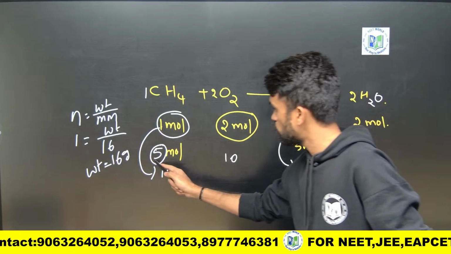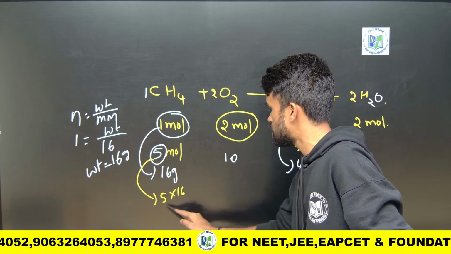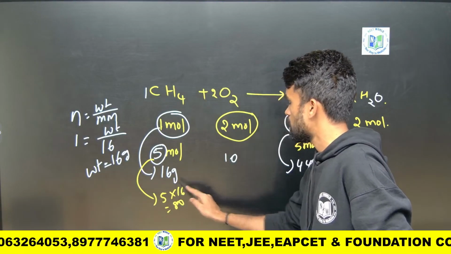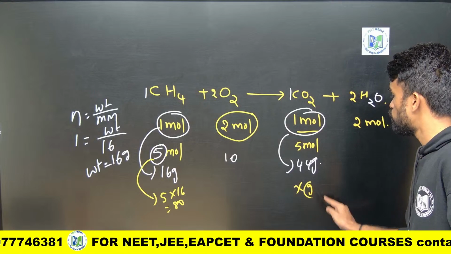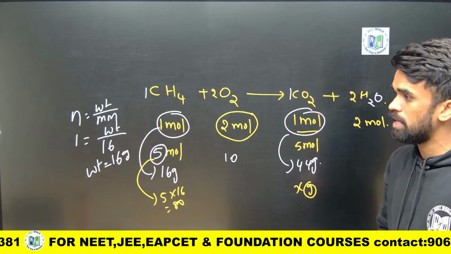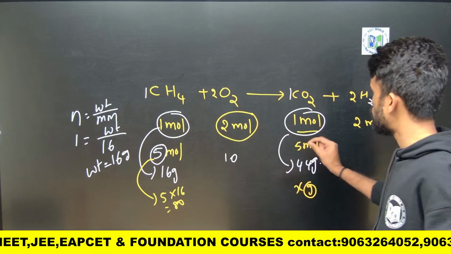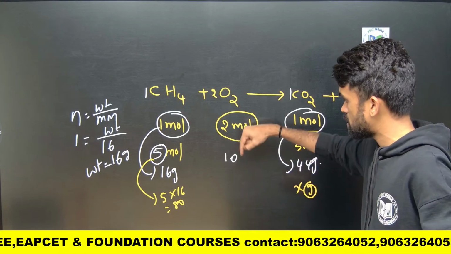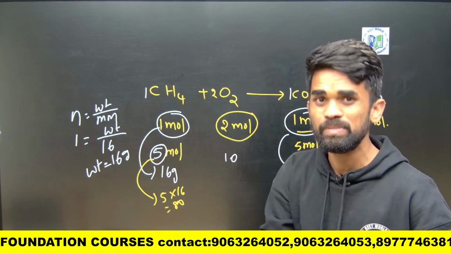Now I am giving you 5 moles. Instead of giving 5 moles, I can say 5 into 16, that is 80 grams of methane combining with oxygen to form X grams of CO2. Can you find the weight of the CO2 formed? Yes, easily you can find. I am expecting answers for this kind of question in the comment box. Just tell me the answer for this question.